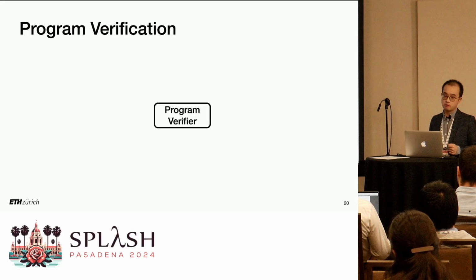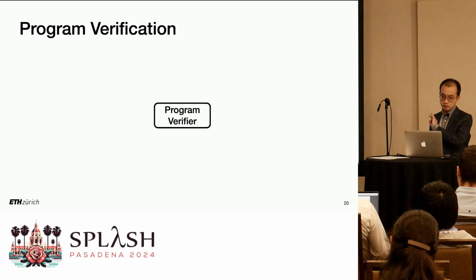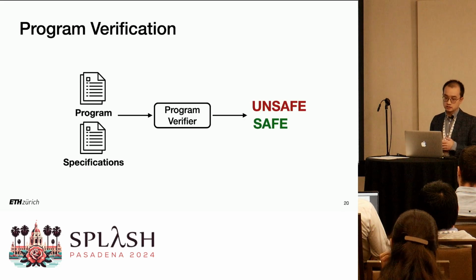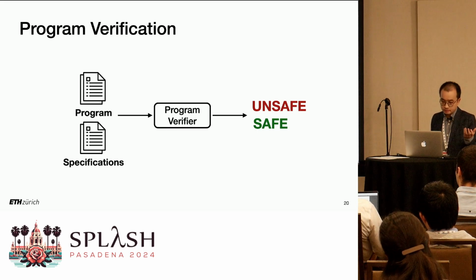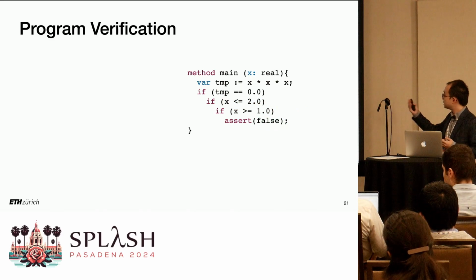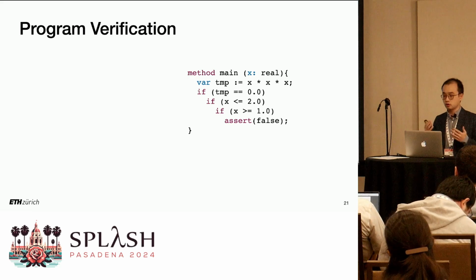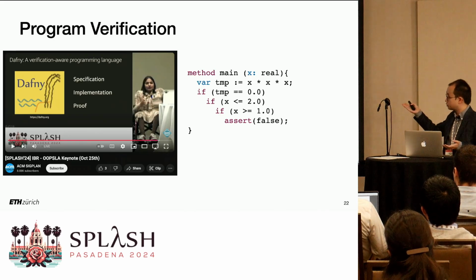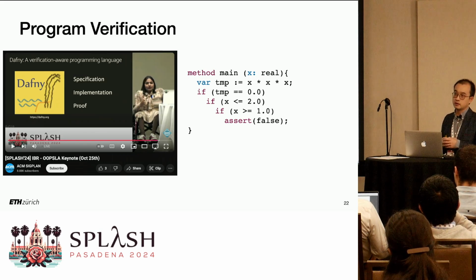So what is a program verifier? Maybe it has been introduced before, but here is a very brief introduction. Given a program and the corresponding specifications, the program verifier automatically checks whether the program is safe or unsafe regarding the specification or the properties. For example, given this piece of code written in Dafny, Dafny is a program verifier and also a programming language that can automatically compile to code, which was introduced today in the keynote, and has been widely used at Amazon in their development process.